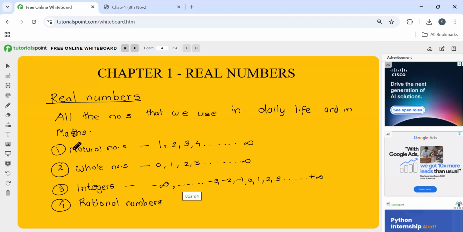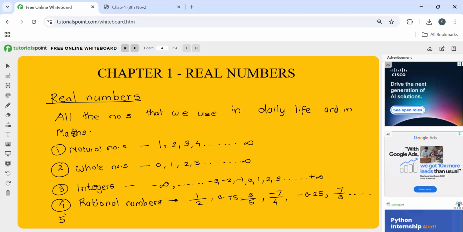That means fractions. A few examples of rational numbers are 1 by 2, 0.75, 3 by 5, minus 7 by 4, minus 0.25, 7 by 3, etc. So all those decimal numbers, fractions, along with the negative and positive integers and 0, come under rational numbers.